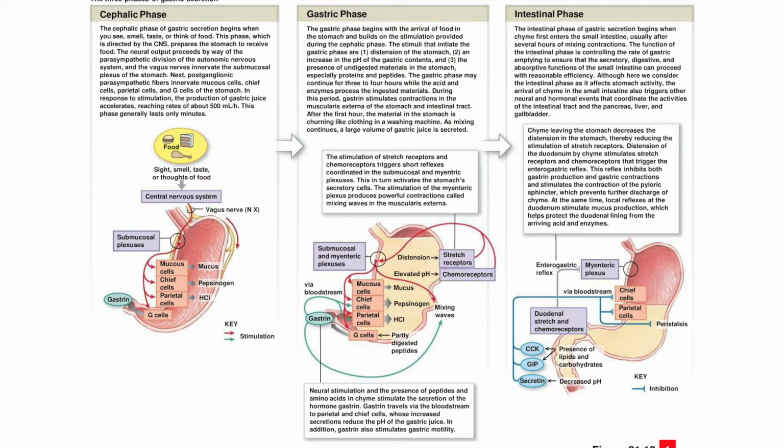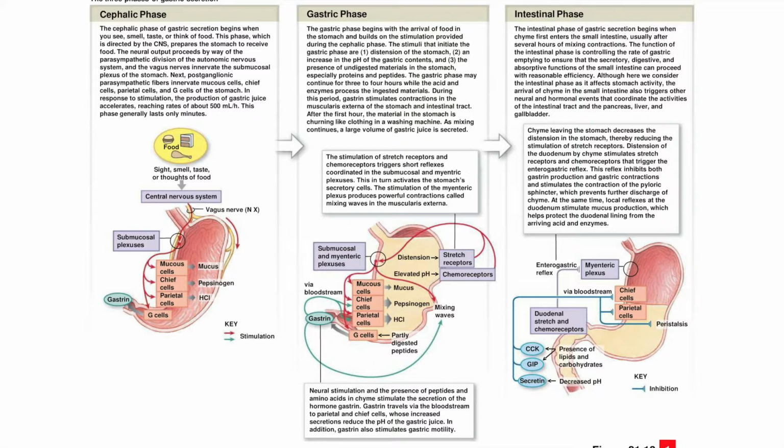Alright, there are 3 phases of gastric secretion, so stomach secretion. The first is the cephalic phase. This happens when you see, smell, taste, or even think about food. So this produces the gastric juice, which is the acids, the enzymes, and the mucus. It prepares the stomach to receive food. Also can stimulate the salivary glands in your mouth.